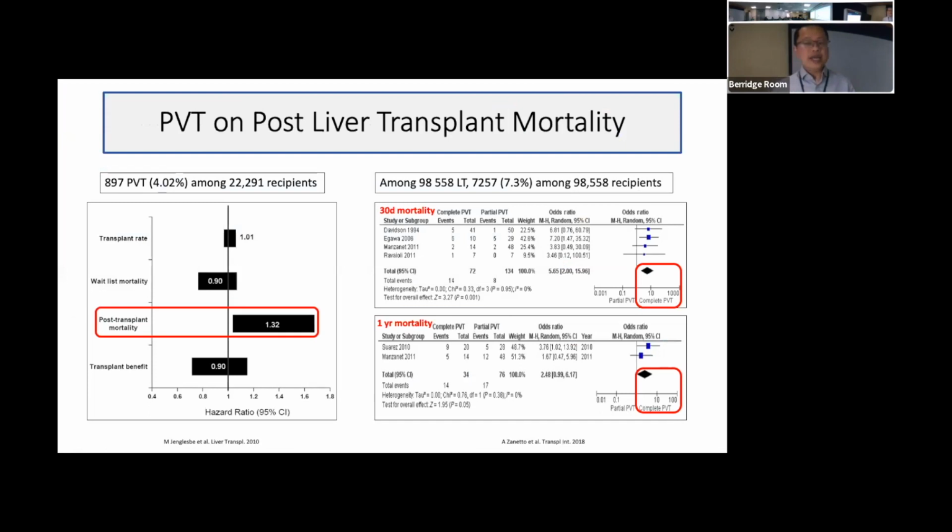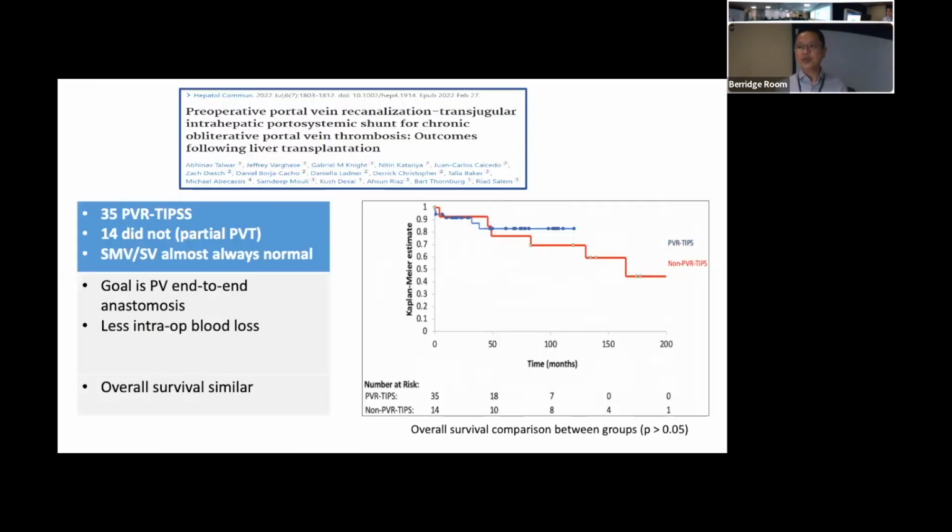We talk about the impact of portal vein thrombosis after liver transplantation. These two meta-analyses included quite a large number of patients, nearly 900 in one group, and over 7,000 in another. Both analyses demonstrated significantly higher mortality risk in patients with portal vein thrombosis after transplantation. And so it is important to address that particular issue.